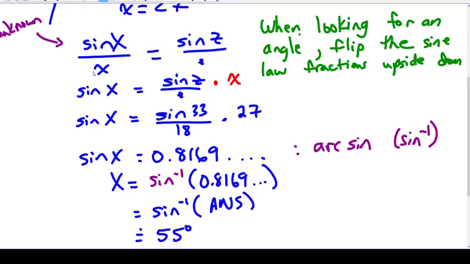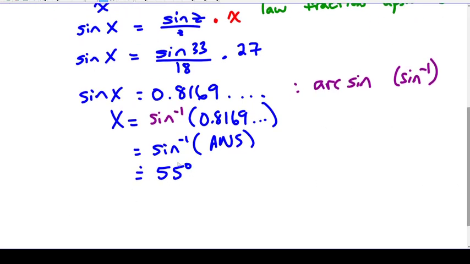Then we did our isolation like we normally do. We tried to get the little x away from the bottom here to get our big X all by itself, so it goes over here and multiplies. We substituted all of the numbers in, and then we used our calculator to find the answer to that, which gave us a pretty ugly looking decimal value. We have to expect that anytime we're looking for an angle with the sine law, because we still have to arc sine both sides. So we arc sined that number, and we ended up with our angle.